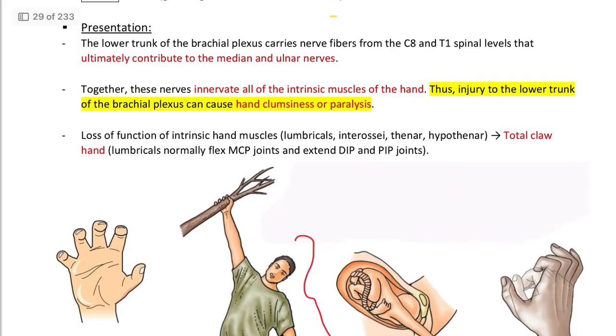Okay, so the lower trunk of the brachial plexus carries nerve fibers like C8 and the others I already mentioned. Because of that traction, the median and ulnar nerves can get paralysis, and they innervate all the intrinsic muscles of the hand, causing hand clumsiness or paralysis. Because of this claw hand, mostly we can see loss of function of intrinsic hand muscles like lumbricals 1 and 2, and interossei, thenar and hypothenar muscles. Totally we can see total claw hand.